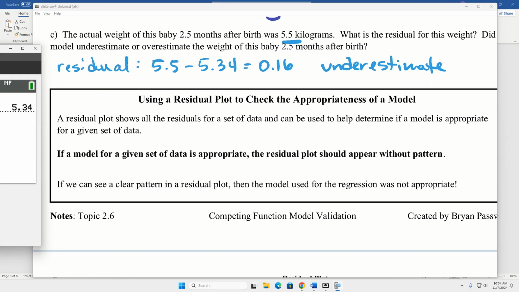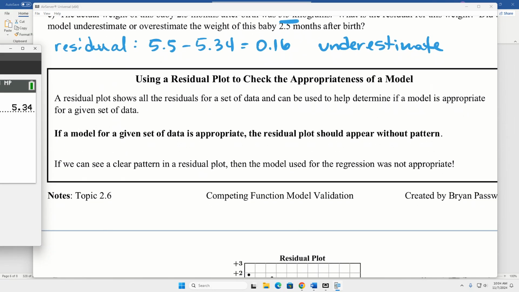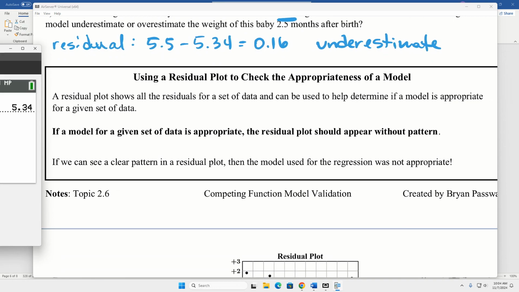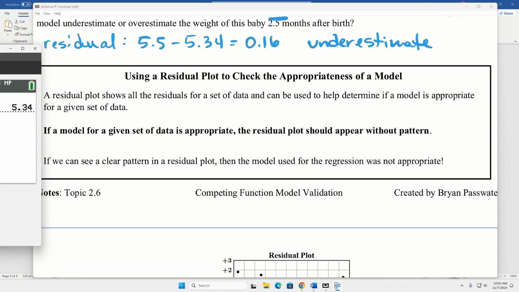Okay, then this is what is important. And I heard some people thinking that they were doing the residual wrong because they were just getting points all over the place. That is what you want. And so we are going to use a residual plot to check the appropriateness of the model.